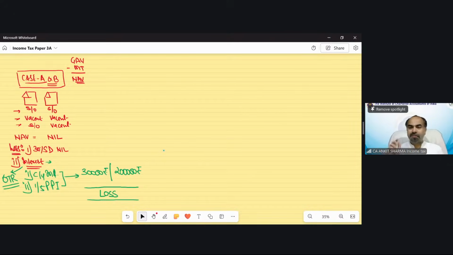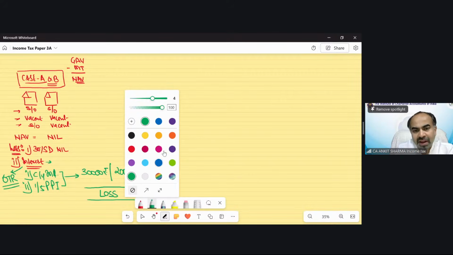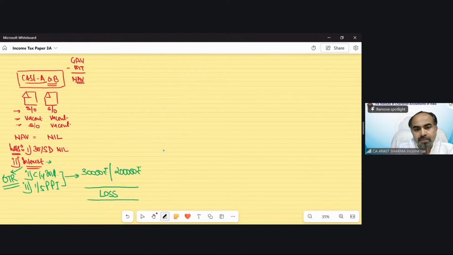So in case of the default tax regime, the answer would always be nil in case A or case B. In case of the optional tax regime, the maximum loss could be 2 lakh rupees because the maximum deduction of interest could be 2 lakh. Now, when would it be 30,000 and when 2 lakh rupees? The provision says that generally it would be 30,000, but if these two conditions are fulfilled, then the limit of 30,000 will be increased to 2 lakh rupees.